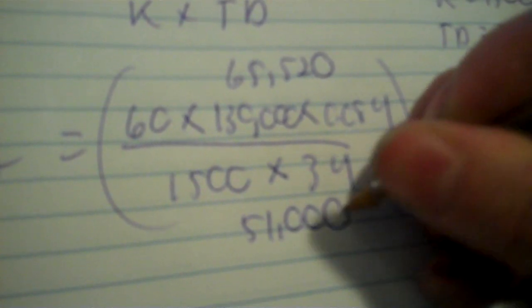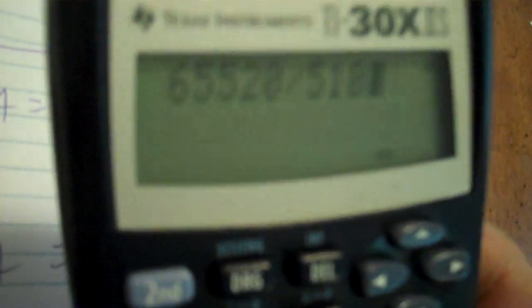Bottom, 51,000. Okay, then we divide. Okay, 1.28. You're going to see those formulas in the textbook. You just got to apply. Okay, now the next one.